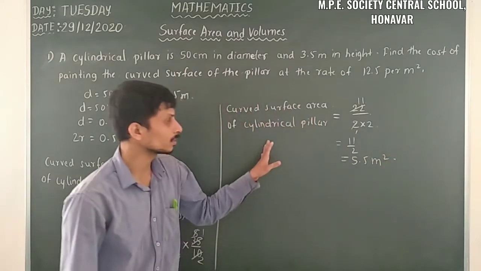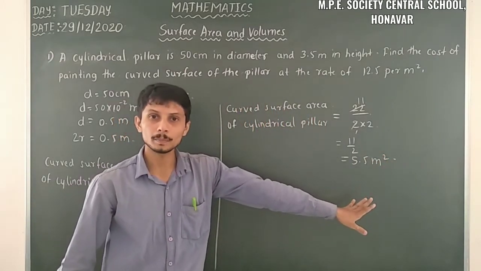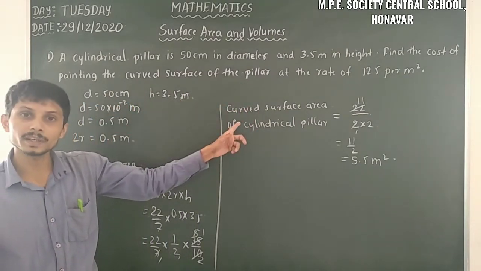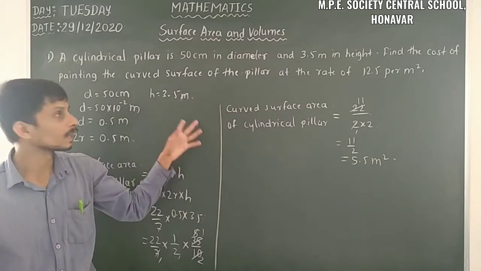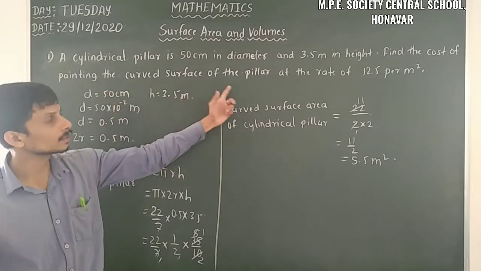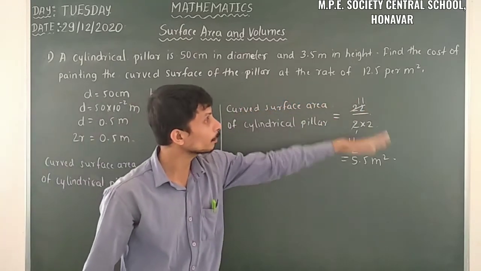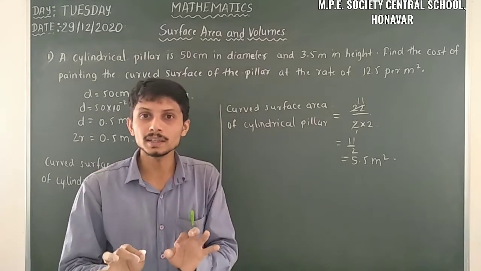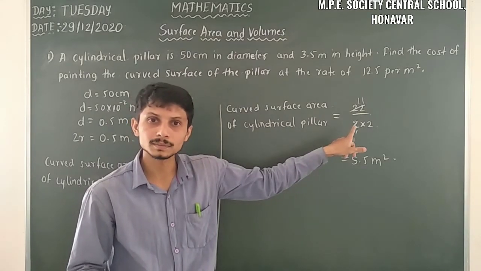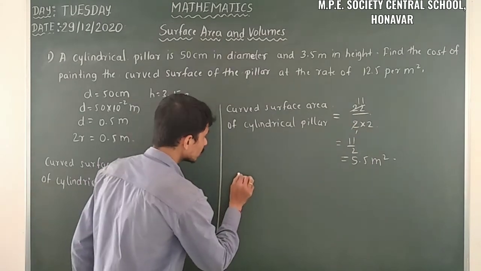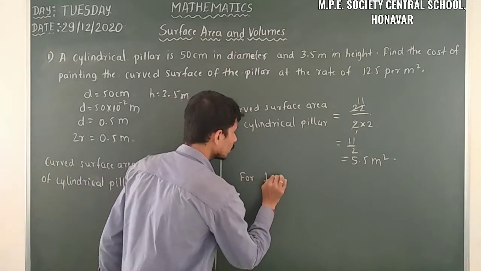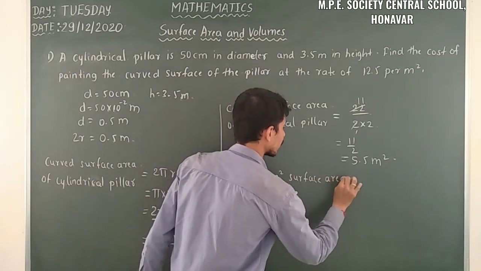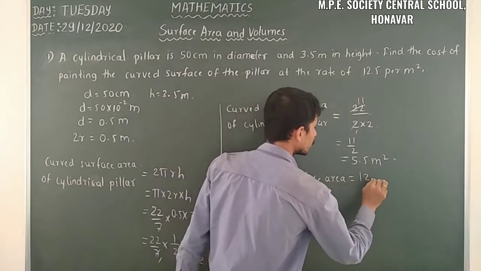The curved surface area of the cylindrical pillar is 5.5 meter square, and we have to find the cost of painting the curved surface area. Just observe, we have to paint the curved surface area of the pillar at a rate of 12.5 per meter square. That means for 1 meter square surface area, we have to pay 12.5 rupees.